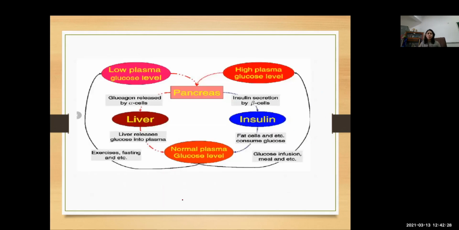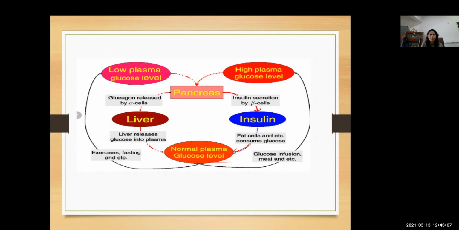Okay, so that's how it is happening. This is our pancreas, which plays the key role in that. If there is a higher concentration of glucose in the blood, then insulin secretion by beta cells happens. Then there is an increment in the level of insulin in the blood, which will trigger fat cells and other cells to consume the glucose, and that's how the normal plasma glucose level will be achieved, right?